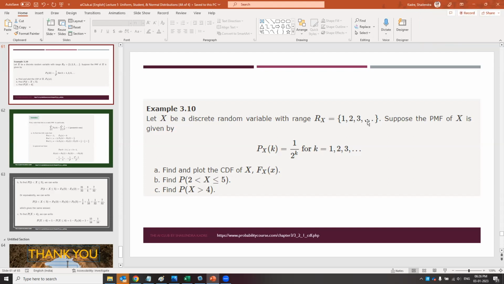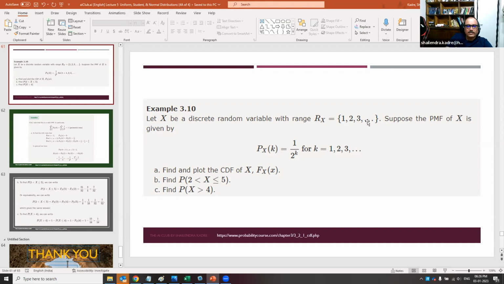Sir, sigma 1 upon 2^k, where k's lower limit is 3 and upper limit is 5. Yes, so 1 upon 2 to the power 3 plus 1 upon 2 to the power 4 plus 1 upon 2 to the power 5, right? Do you agree with this, Jignesh and Amit?